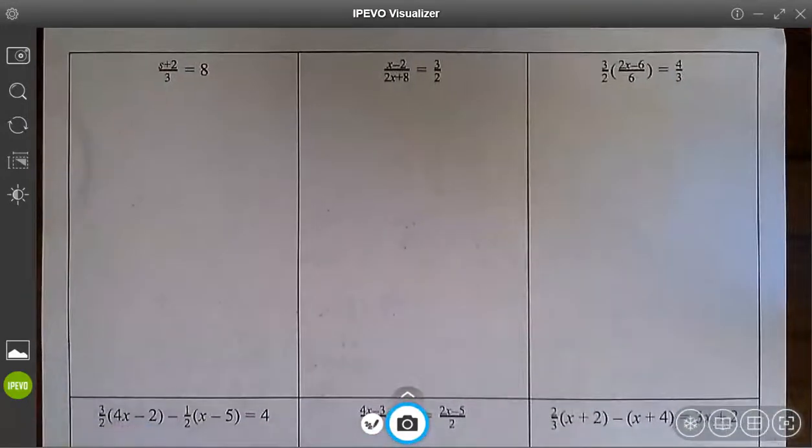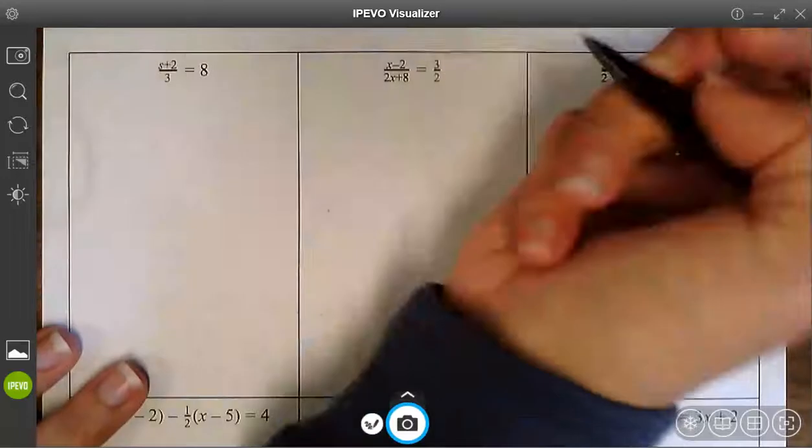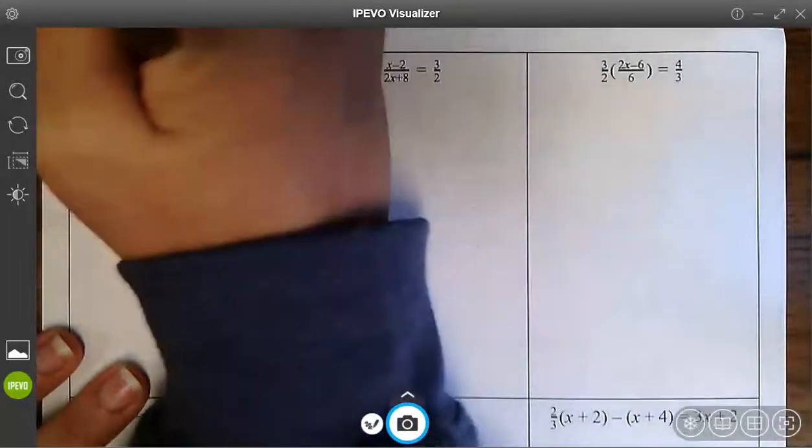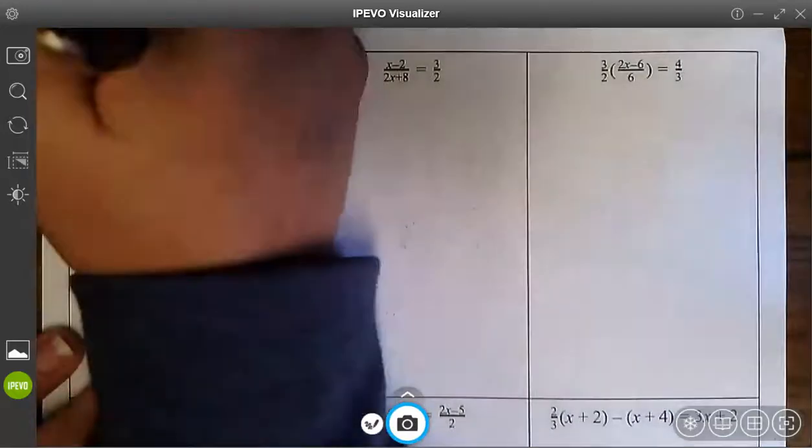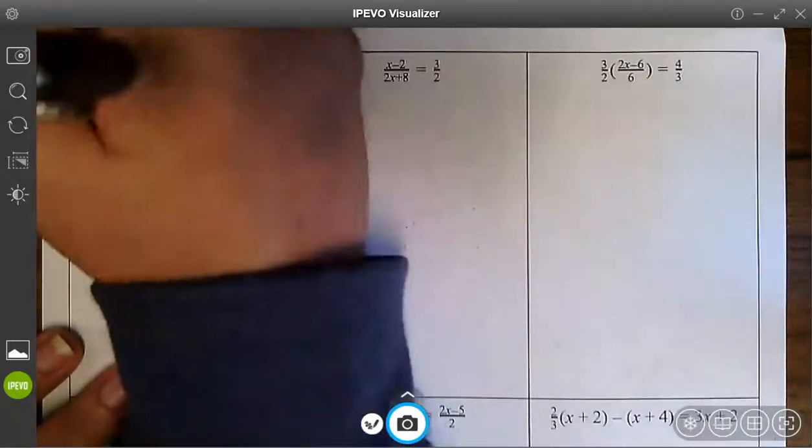On the back, we have some fraction ones. These are a little more difficult, so be careful. S plus 2 over 3 equals 8. This whole thing is being divided by 3, so it's like having parentheses around it. Put them there if it makes you feel better. So you're going to undo that division first. Multiply both sides by 3.